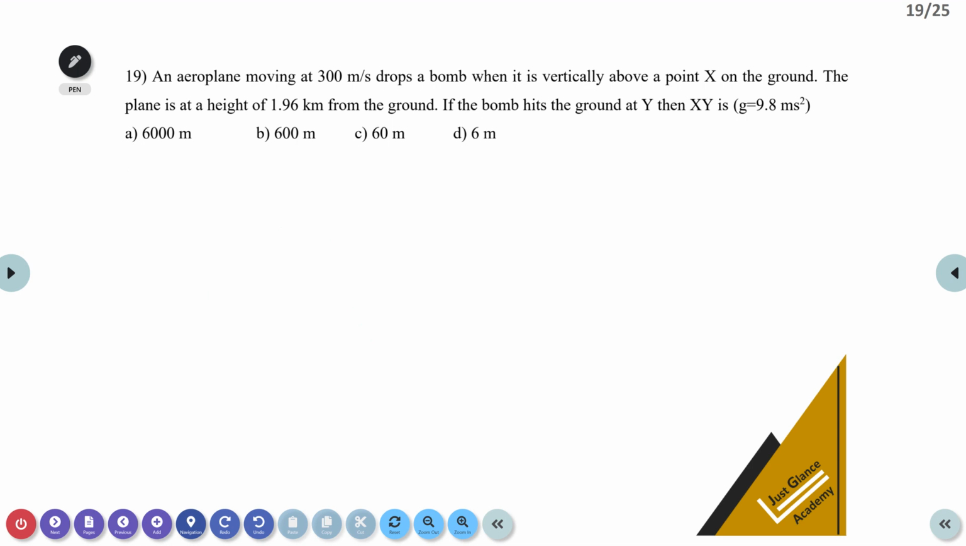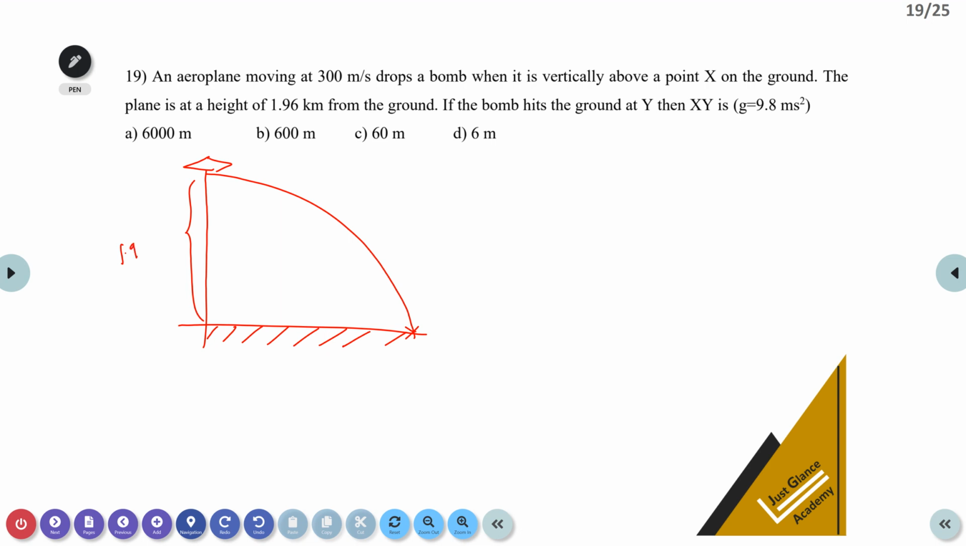Next. 19th. An aeroplane is moving at 300 meter per second. The aeroplane is flying here. I can't draw this one. Then it will reach the ground at this point. It will hit. Now, the height is how much? 1.96 kilometer.